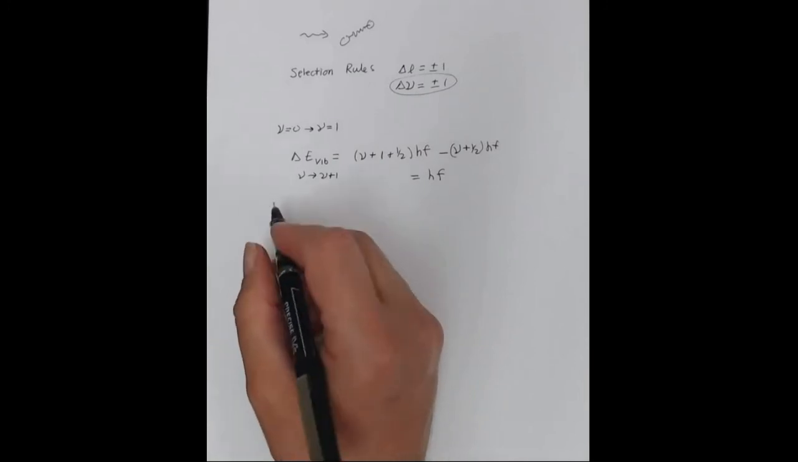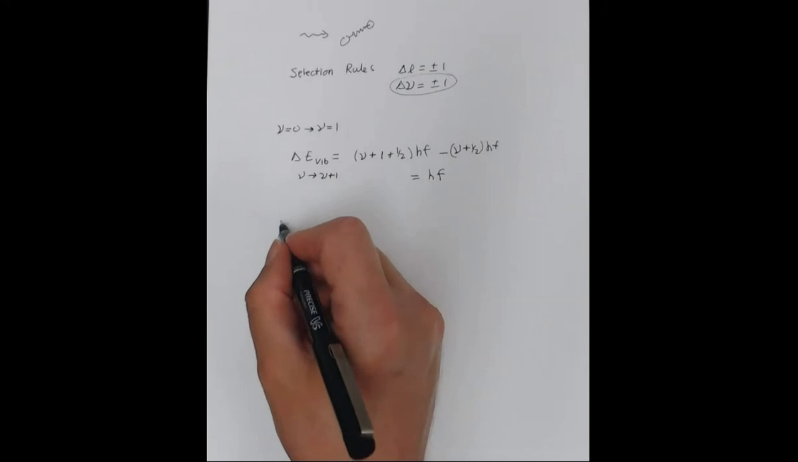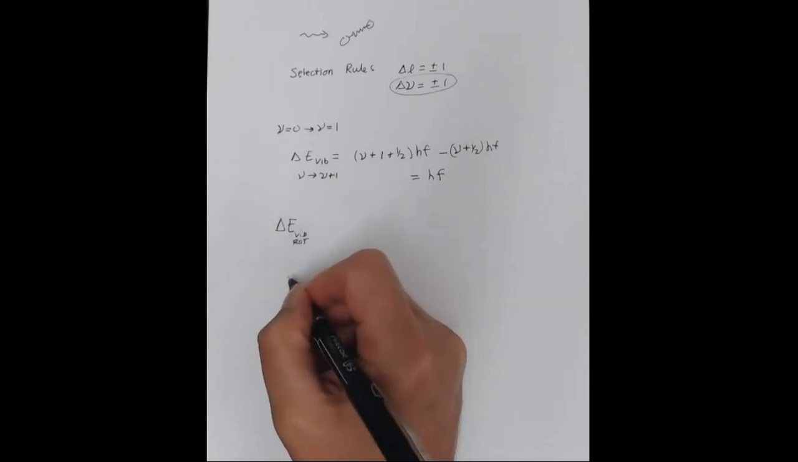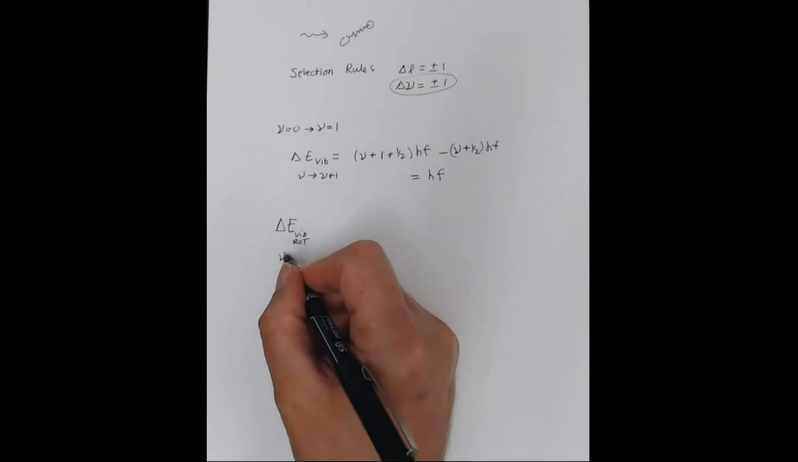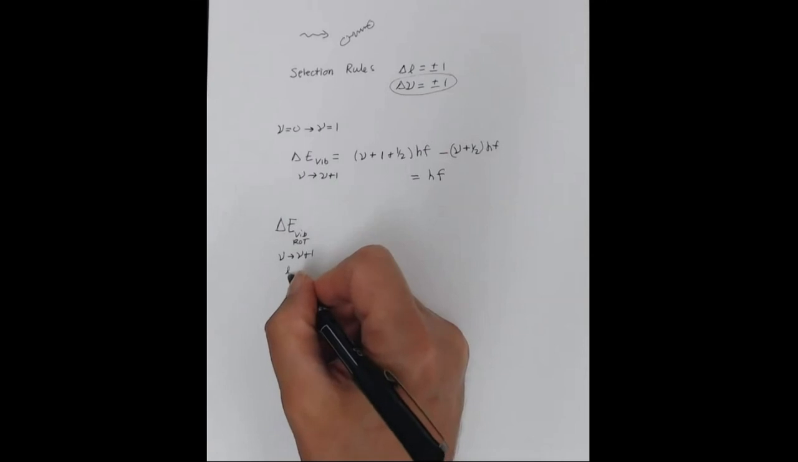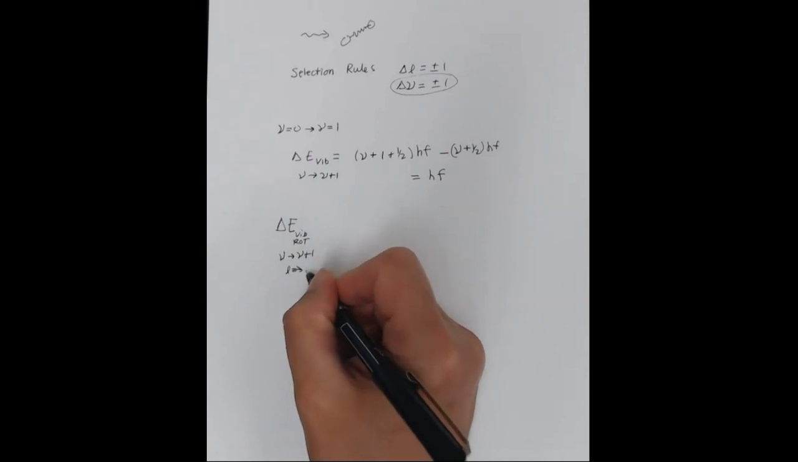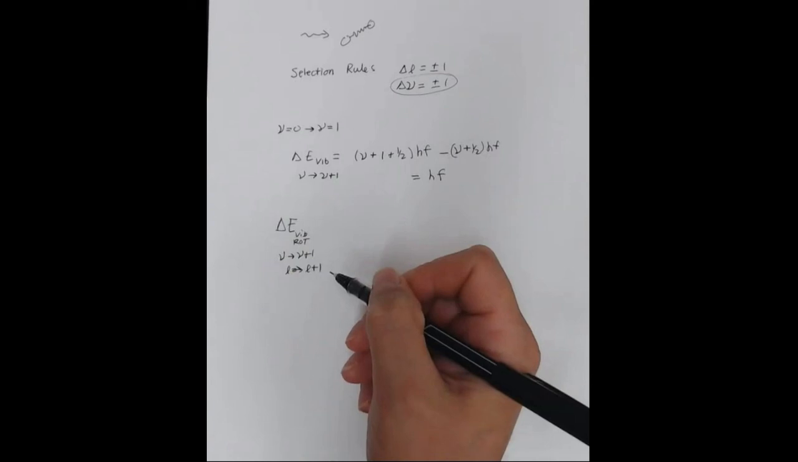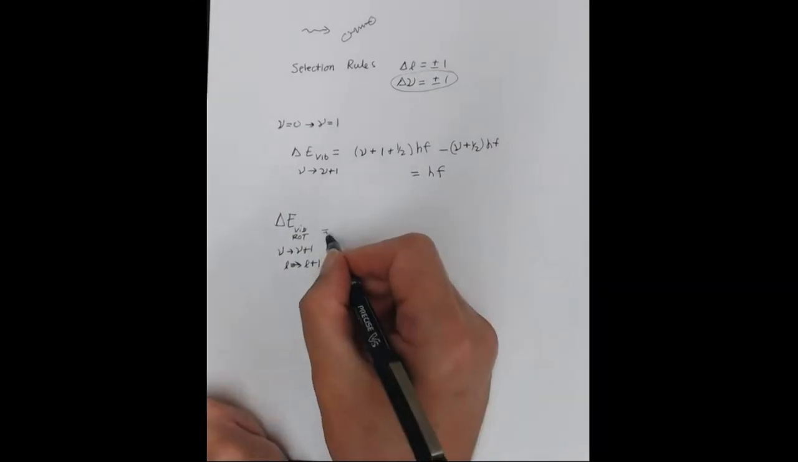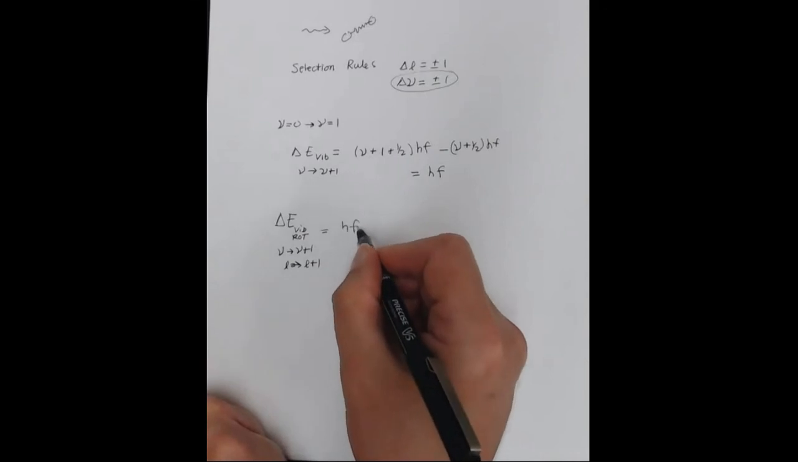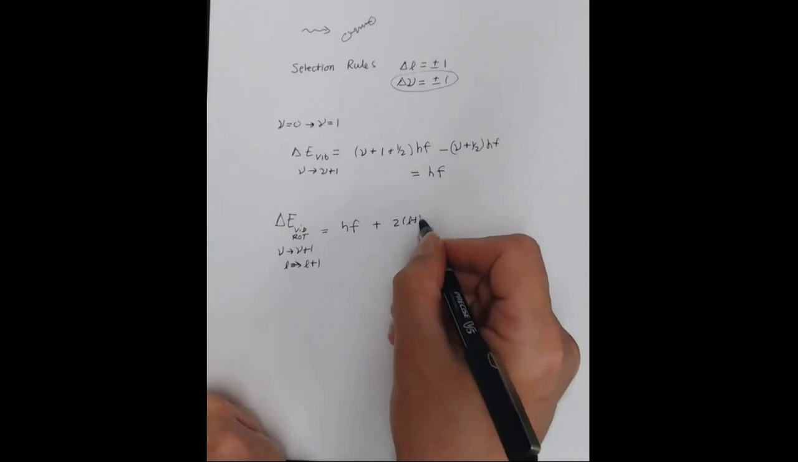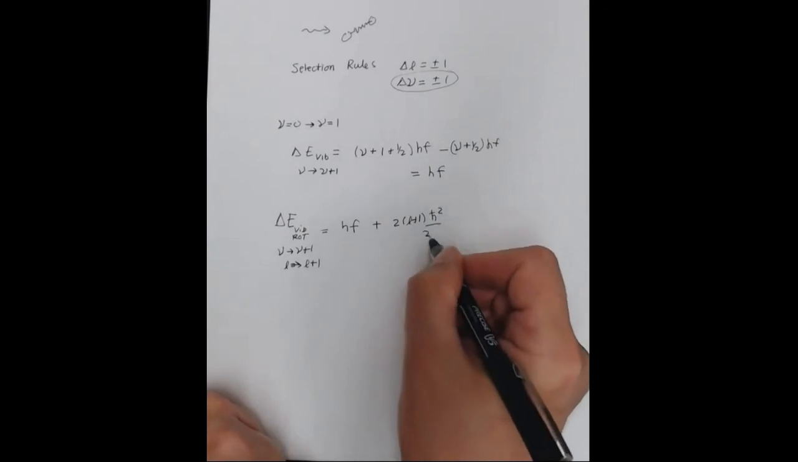And we've already looked at rotation, so what we're going to have now is a change in vibration and rotational energy. When nu goes to nu plus 1 and let's say L goes to L plus 1, we get hf plus (2L plus 1) h bar squared over 2 times the moment of inertia.